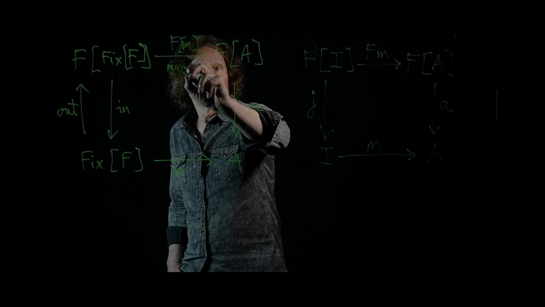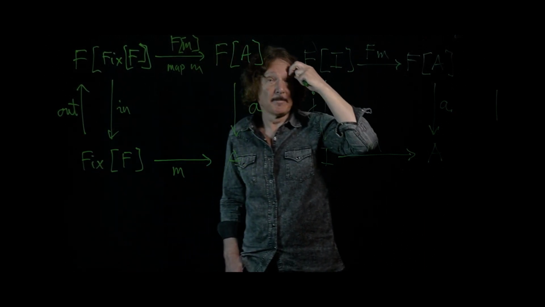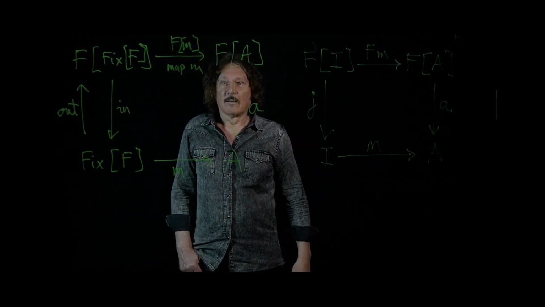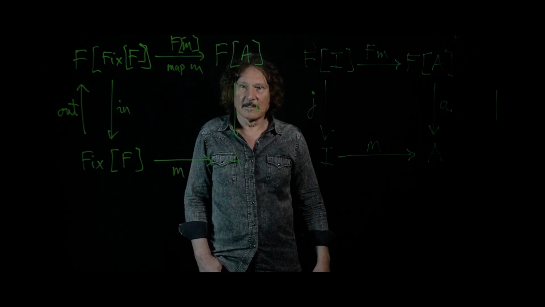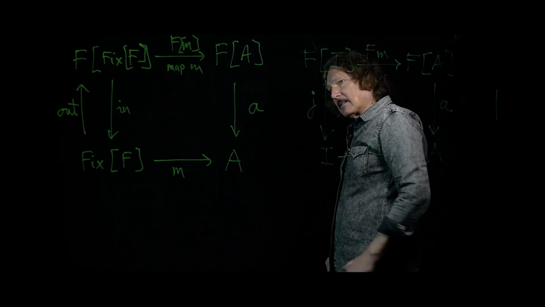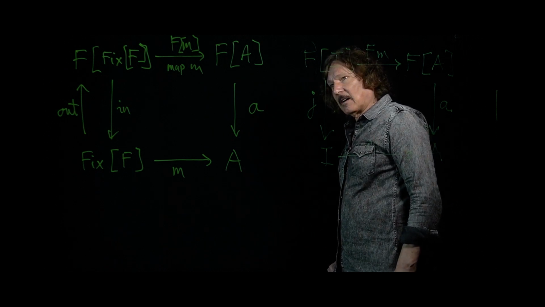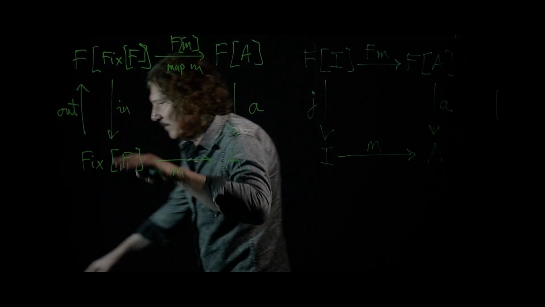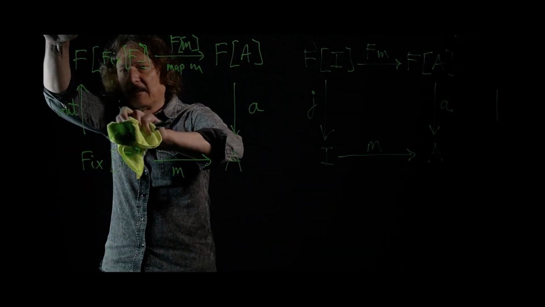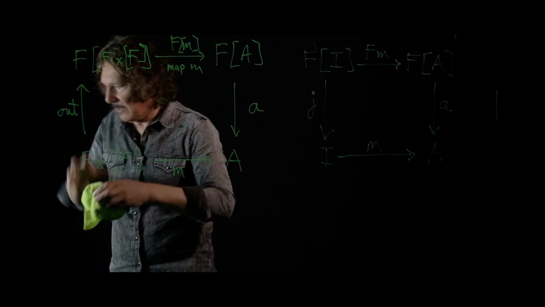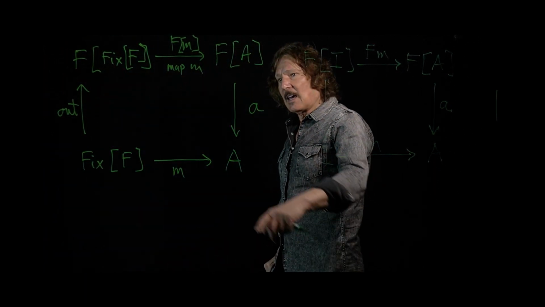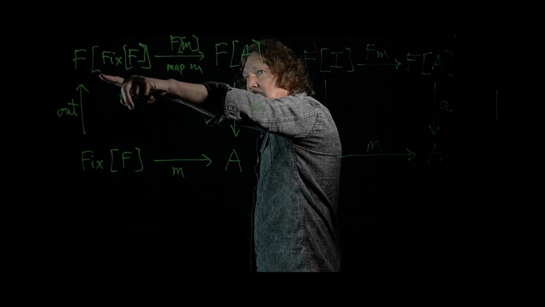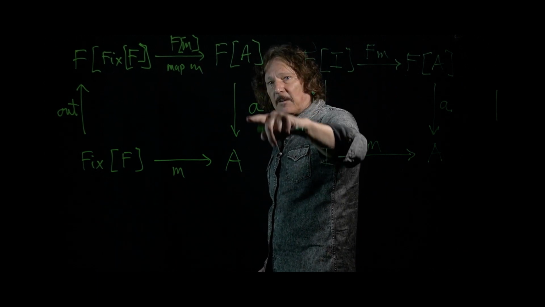Which is actually map M, right? It's the map lifting of M. And now if we look at this diagram, there are two paths in it. Let's forget about in for a moment. Let me erase this in and concentrate on out. What it says is that M is the same as out followed by map M followed by A.